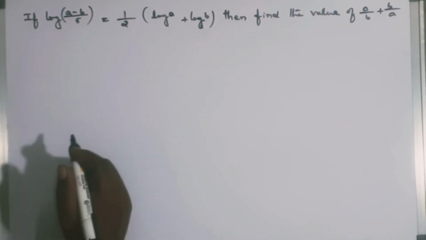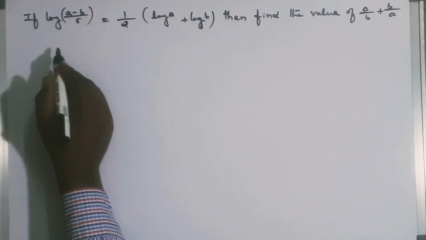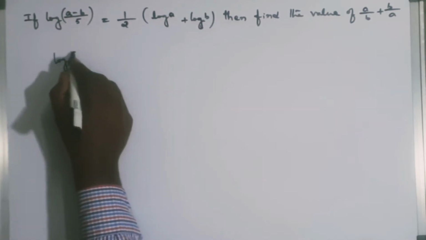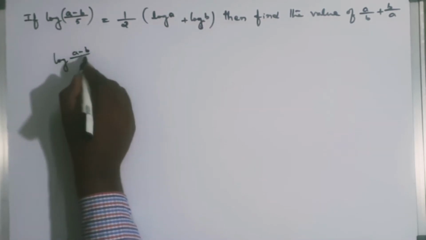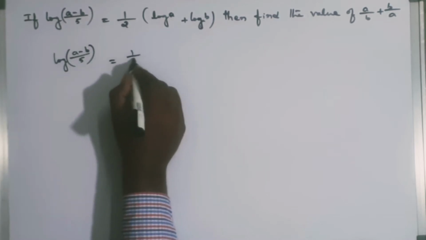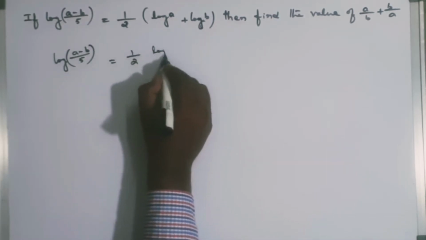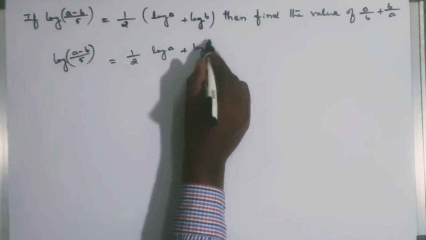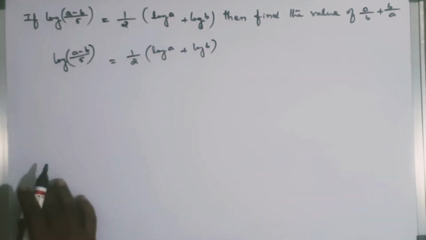So let us take the problem. The problem is log of (a minus b) by 5 equals 1 by 2 of (log a plus log b).